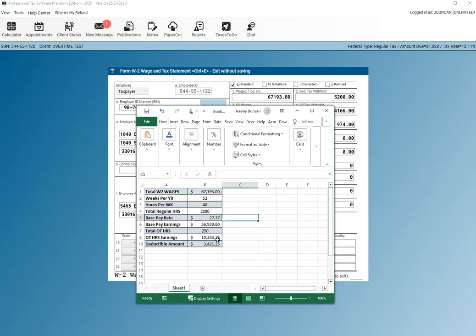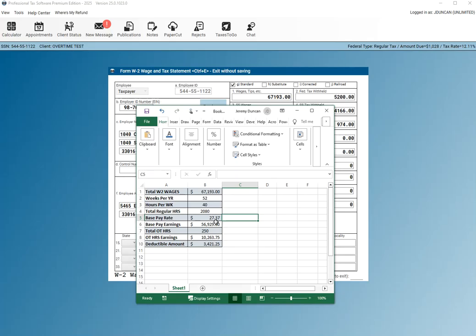Now, the confusing part for most people is they hear "no tax on overtime," and they're thinking, well, these are my total wages of overtime hours worked. Well, that's not what we're talking about. We're talking about the premium, or the 0.5 extra, that you're paid for those hours. So you get paid your base rate of 27.37, and then you get paid an extra half of that.